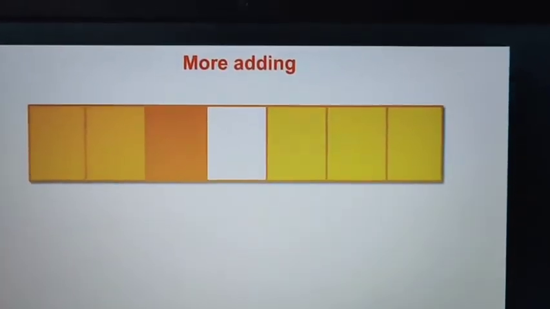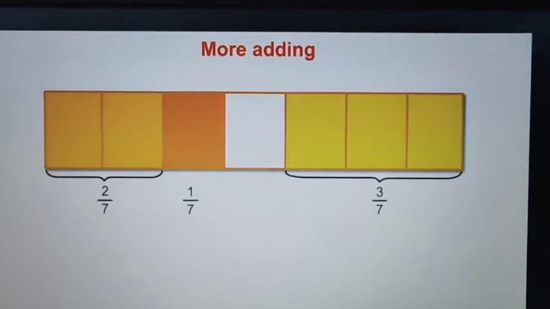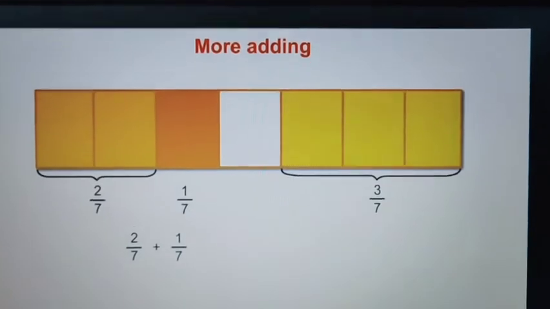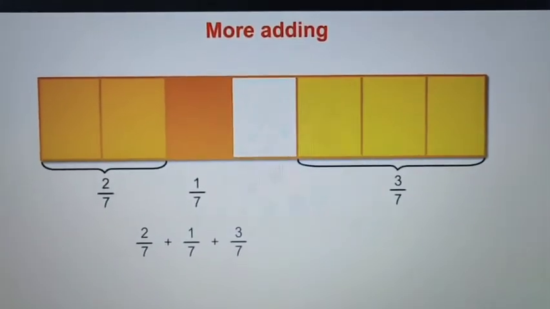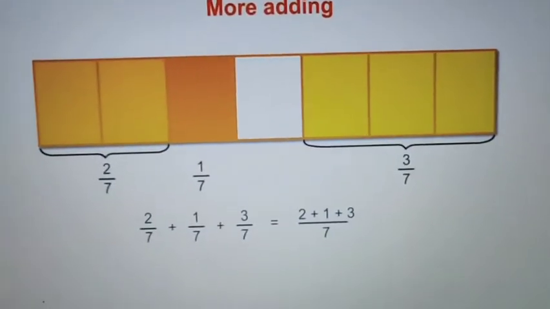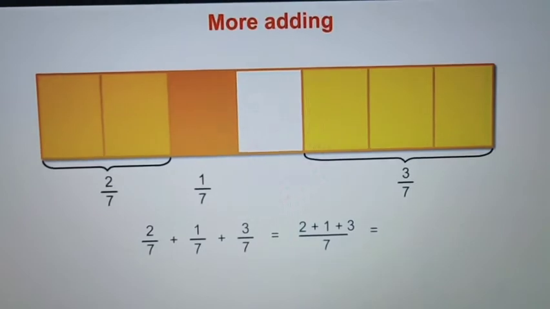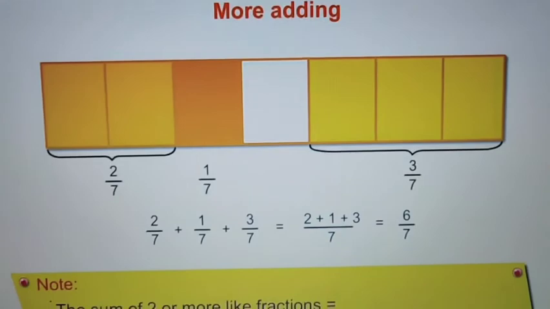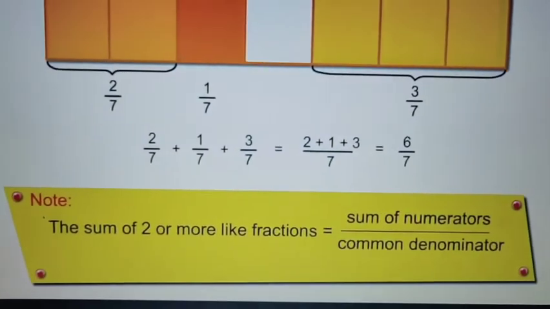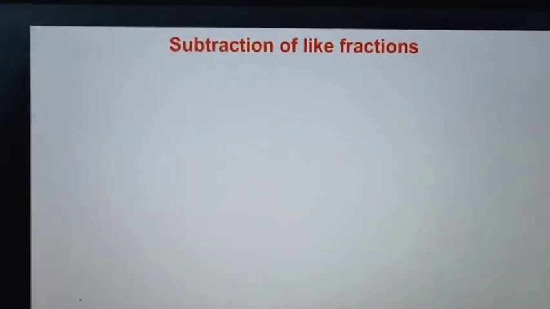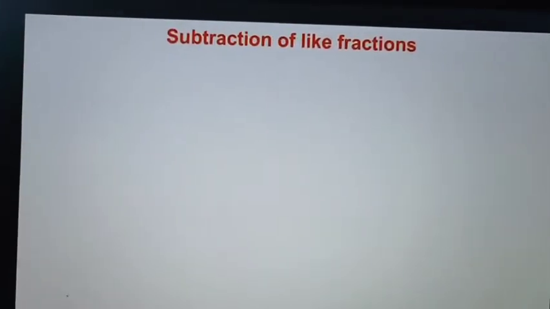Now consider this strip. The shaded parts of the strip when added give the total 2 by 7 plus 1 by 7 plus 3 by 7. That is equal to 2 plus 1 plus 3 by 7. That is equal to 6 by 7. Note that the sum of 2 or more like fractions is equal to the sum of the numerators divided by the common denominator. We can find the difference of 2 like fractions in a way similar to finding their sum.